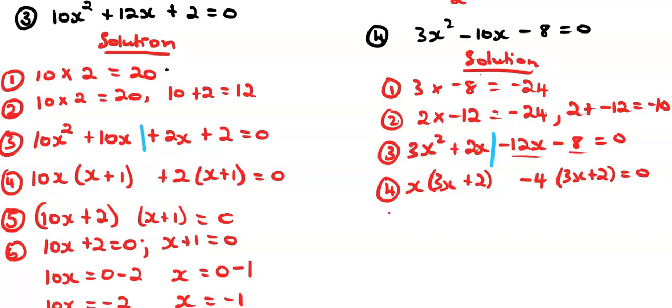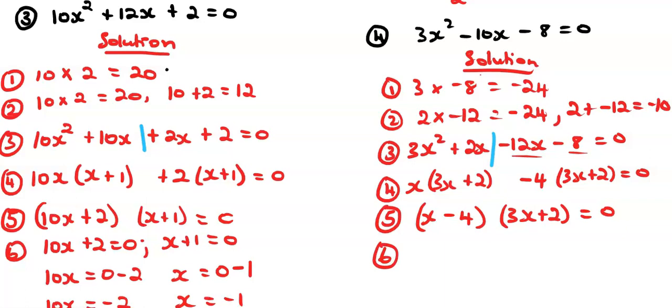Step number 5, go ahead and write out our binomials nicely. That is x minus 4, the x outside here minus 4, and we're going to write back one of the ones inside the bracket, they're the same thing. So that is 3x plus 2, and that is equal to 0, guys. Don't forget the 0. Step number 6, we're going to turn those binomials into equations. So that is x minus 4 is equal to 0, and we have 3x plus 2 is equal to 0.